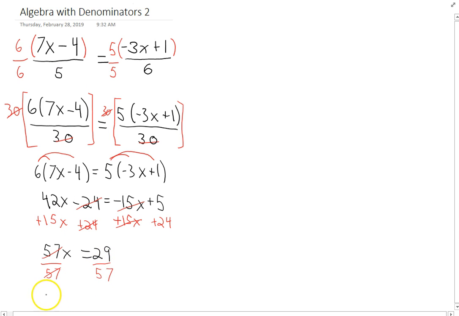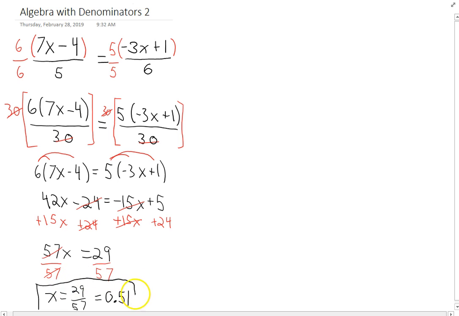And you could actually technically leave your answer as x is equal to 29/57. That is an exact answer. But if you put that in your calculator to get a decimal, 29 divided by 57 is going to give me 0.5087. So you get a big long one. I usually round it to about 2 decimal points. So that will give me 0.51. And that's my answer.